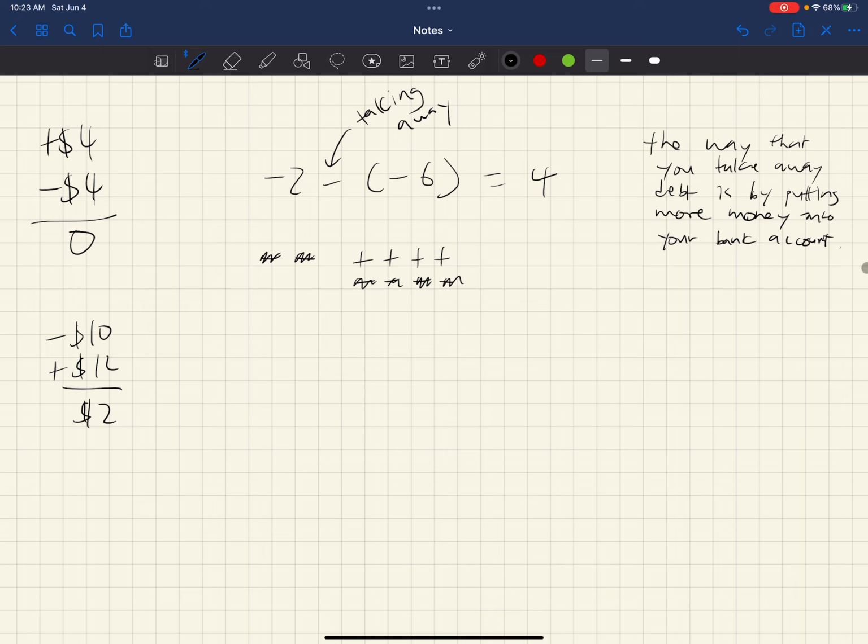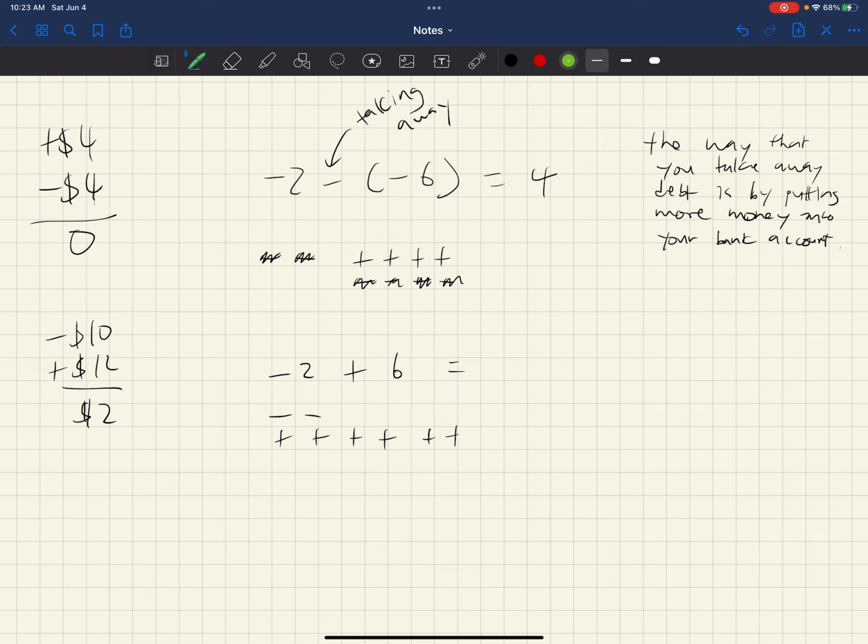So let me show you guys this. If I have negative 2 plus 6 is equal to... So you see I'm taking away debt. Taking away debt is the same thing as adding more money into your bank account. So let's see if this actually works. So I have negative 2, right? And then I add $6 into my bank account. So I have 1, 2, 3, 4, 5, 6.